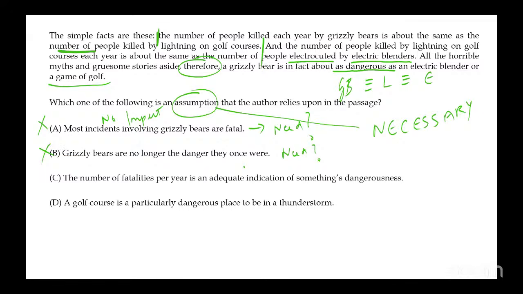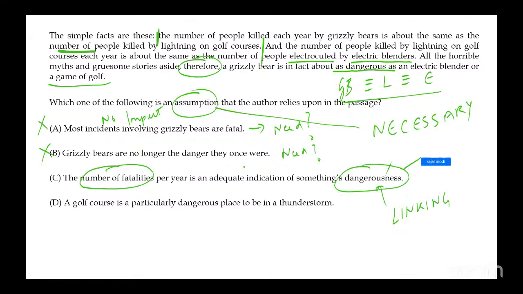C. The number of fatalities per year is an adequate indication of something's dangerousness. And it said, because of the numbers, grizzly bear is as dangerous as an electric blender or a game of golf. Do we need this? Yes. What kind of assumption is this? Linking. It links the premise to the conclusion. It links number of fatalities to dangerousness, right?